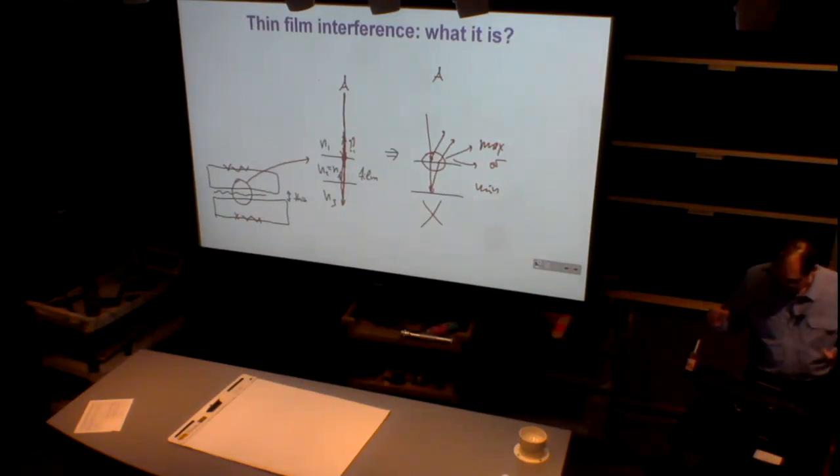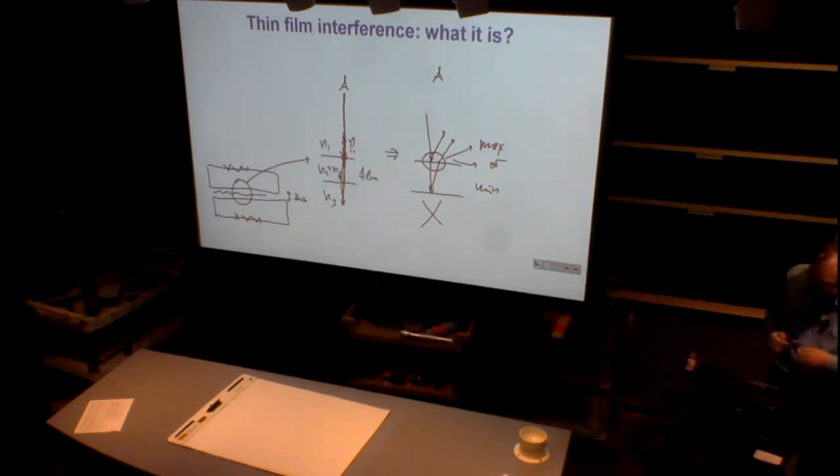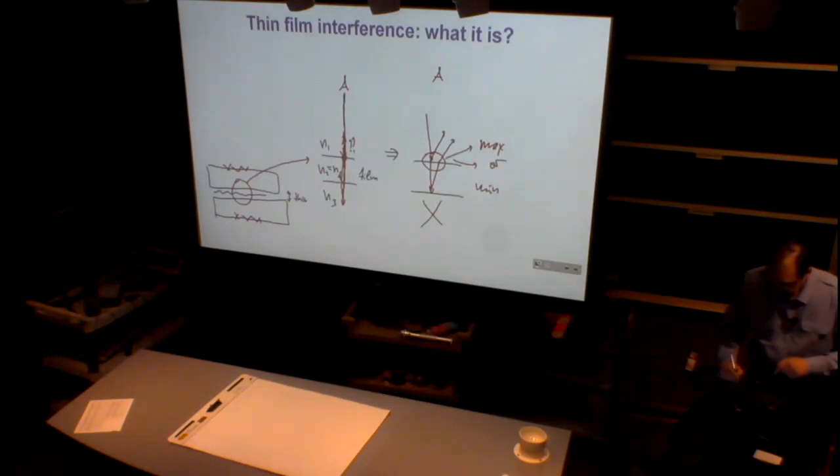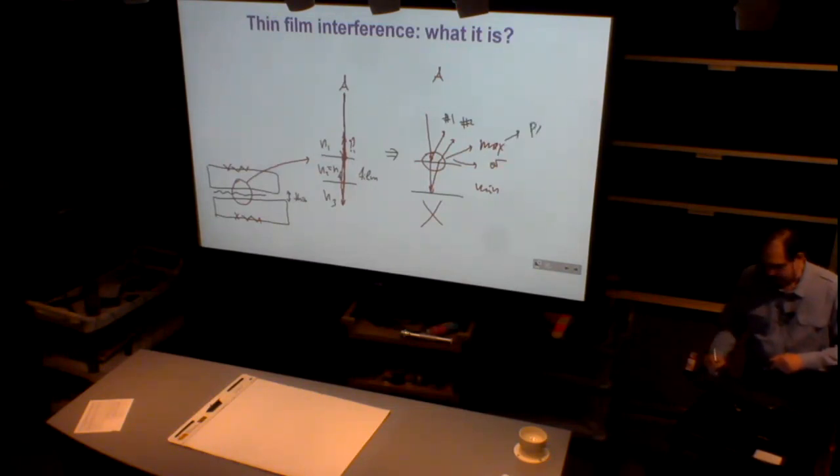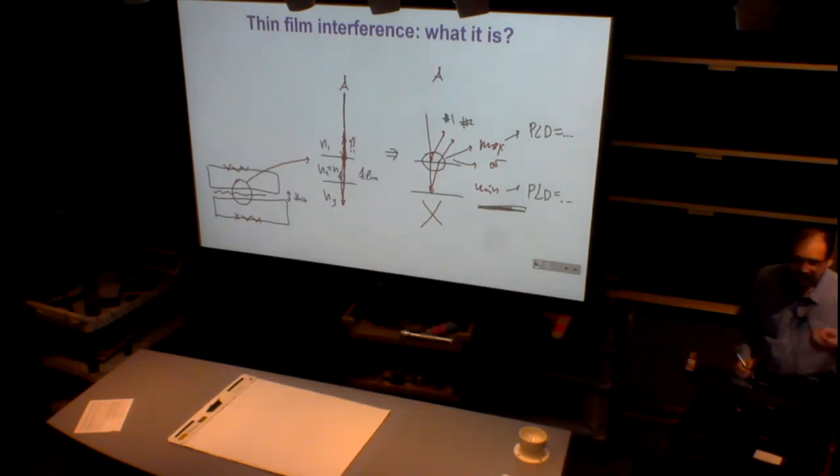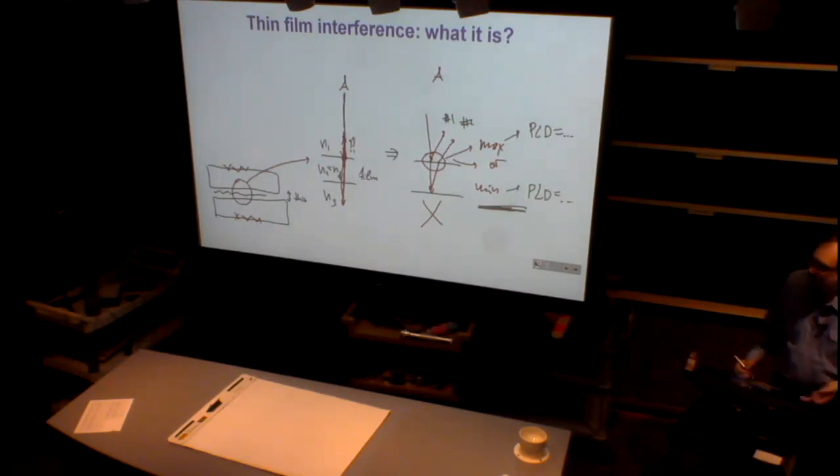Now, of course, we need to figure out how to describe it mathematically. This is the ray number 1. This is the ray number 2. For the maximum, path length difference should be equal to something. For the minimum, path length difference should be equal to something. So it is all about path length difference. That's why we had to do it.